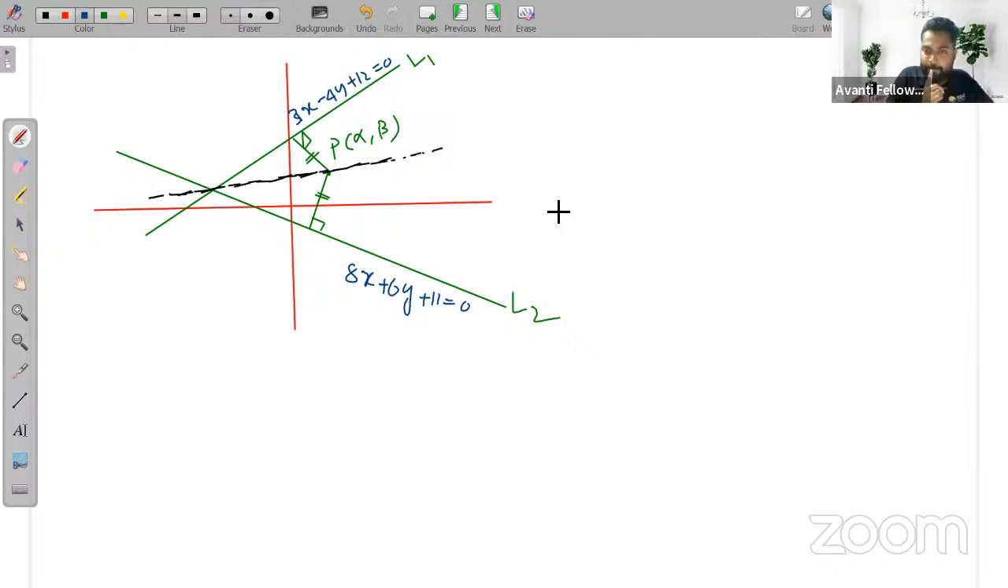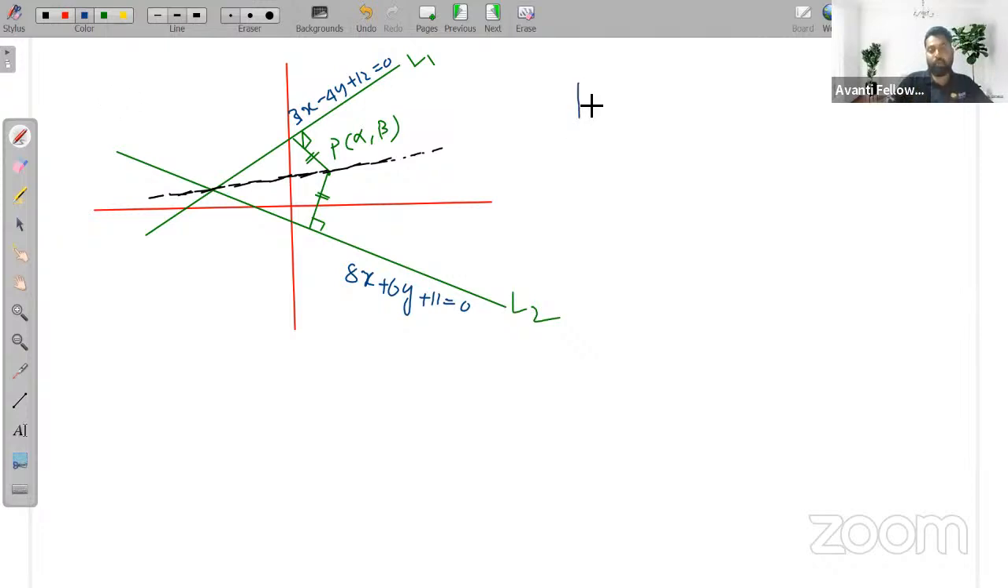Okay, so if I ask you to find the perpendicular distance from the point P to L1 and from point P to L2, will those distances be the same or not? Yes, the distance will be the same. So what is the formula to get the perpendicular distance? Is that clear or not? Yes. So just put that.